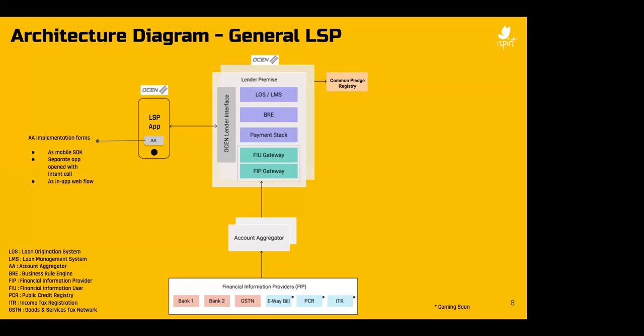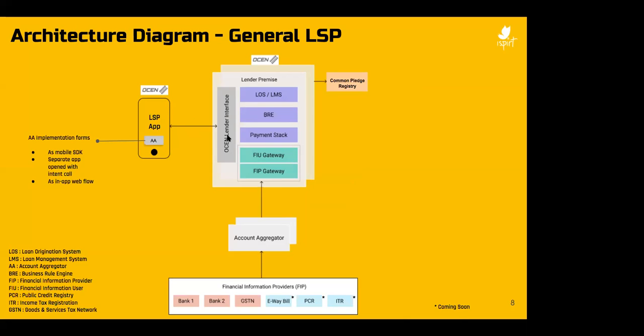So moving ahead, the LSP is connecting with lenders via OCEN, the common language or protocol, which is standardizing the loan's end-to-end cycle from origination to repayment between the lender and the LSP. And these OCEN badges indicate that the LSP and the lender are OCEN-enabled. And I must reiterate that it's not a switch, it's a protocol. Now, on the lender's premise, the component interfacing with many LSP apps is OLI, the OCEN lender interface.